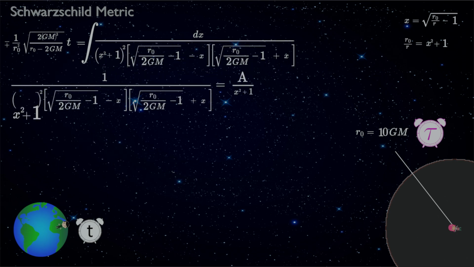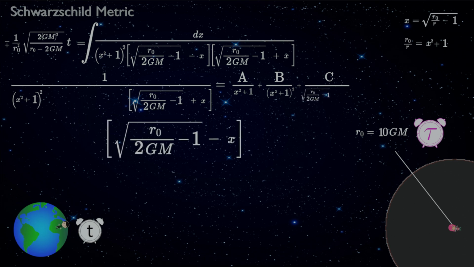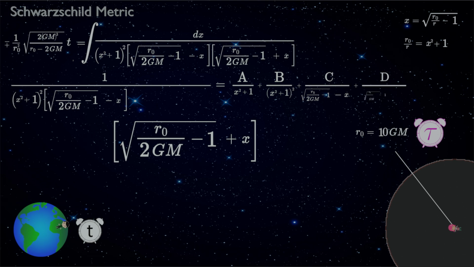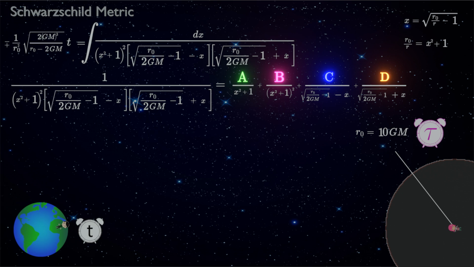and write out the integrand as a over x squared plus 1 plus b over x squared plus 1 squared plus c over the square root of r0 over 2 GM minus 1 minus x plus d over the square root of r0 over 2 GM minus 1 plus x, where a, b, c, and d are constants to be determined.